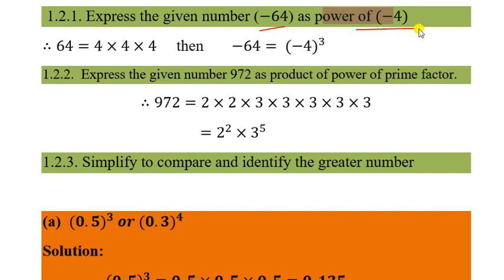No need to think about the sign, whether it is positive or negative. Just choose the given number. And after that you have to factorize according to the question.